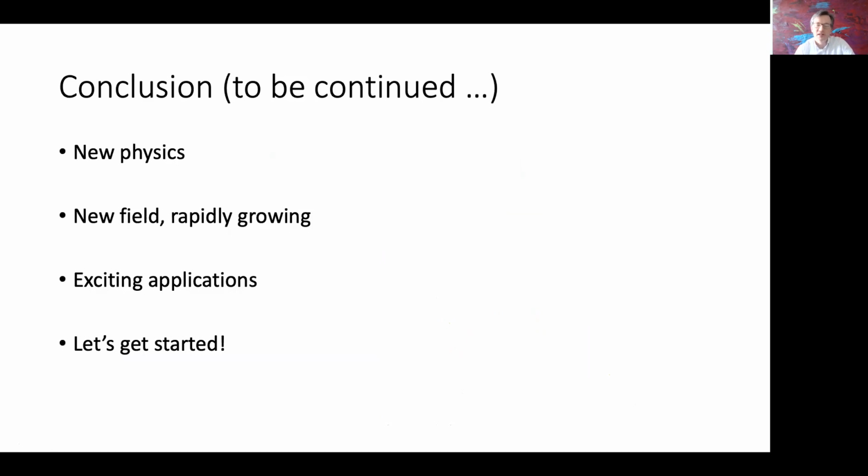So to conclude this introduction, which is to be continued throughout the rest of this course, this is a field with new physics. It's a new field. It's rapidly growing. It has a long history, but there are tons of people and tons of research involved. There are exciting futuristic applications as well as practical, within-reach applications. So let's get started.